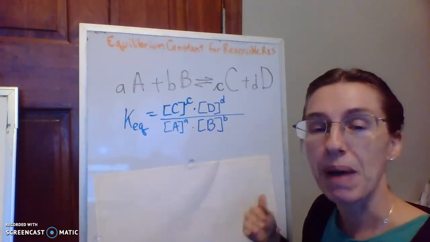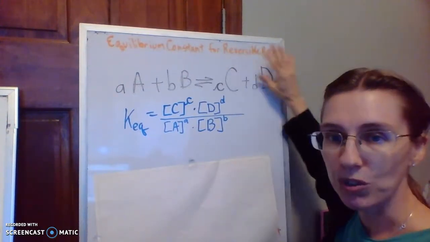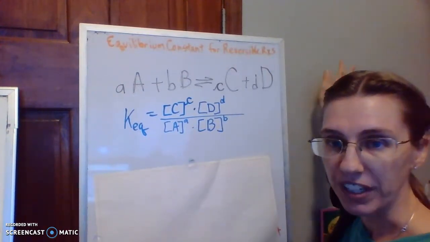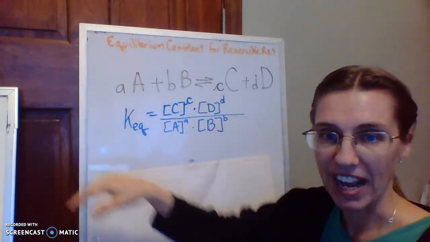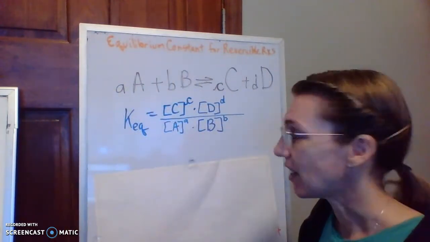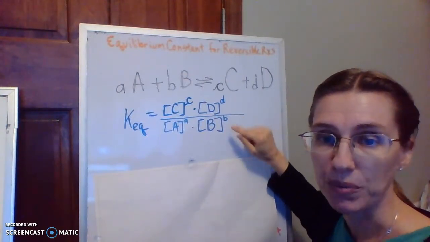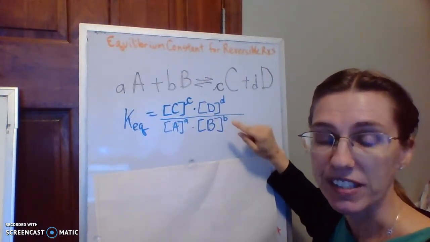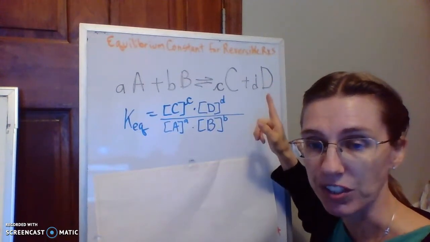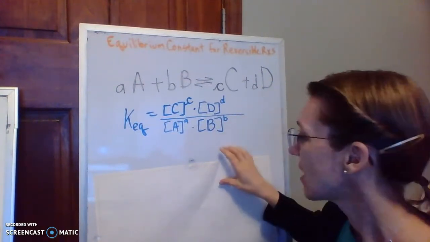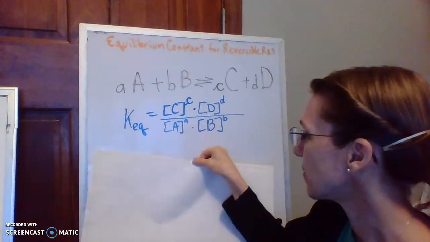So you can see the pattern that's arising. You can have more than two products, you can have more reactants, or you can only have one. But the pattern stays the same. Products are on the top, reactants are on the bottom. You always raise the concentration to the power of its coefficient. Okay? And we'll do some examples so that you actually see what's going on there.